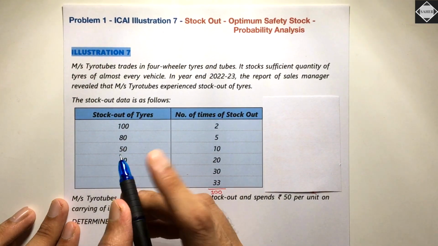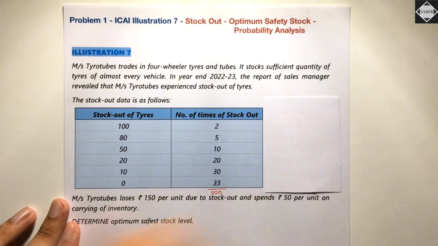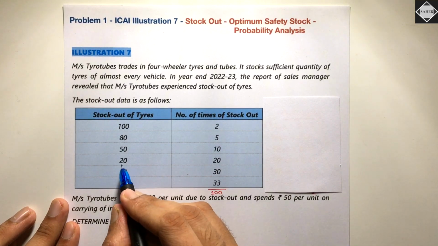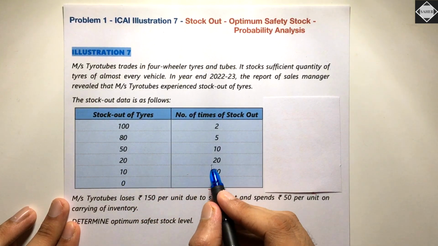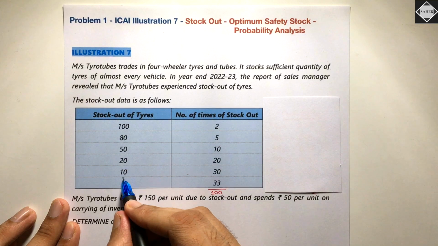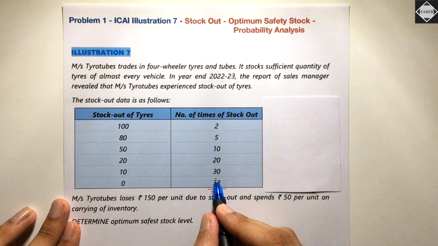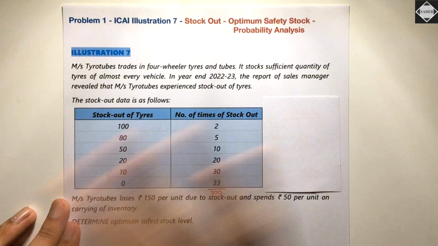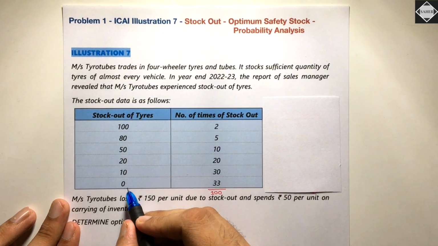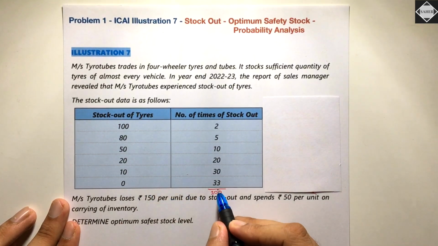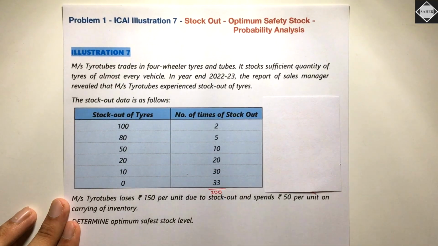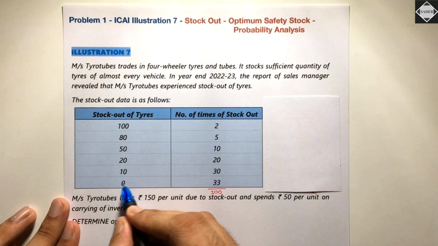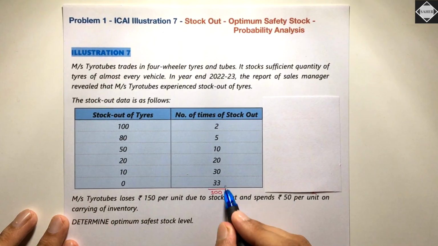50 tires stock out happened 10 times in the last year. 20 tires stock out happened 20 times in the last year. And 10 tires stock out happened 30 times in the last year. And then there was no stock out at all during the huge demand, and this happened 33 times in the last year. There was unexpected demand, but we had sufficient stock, due to which there was no stock out at all, and this was 33 times.